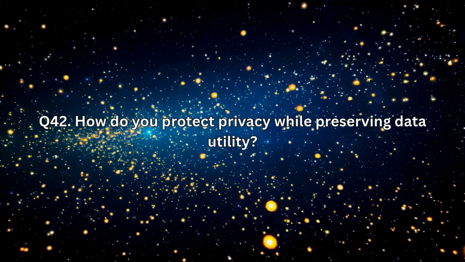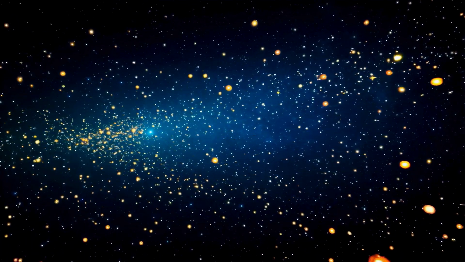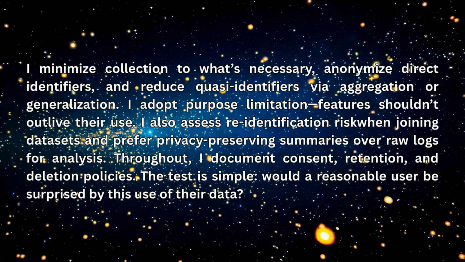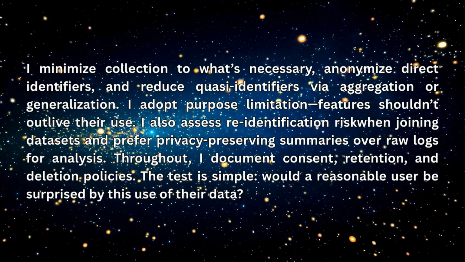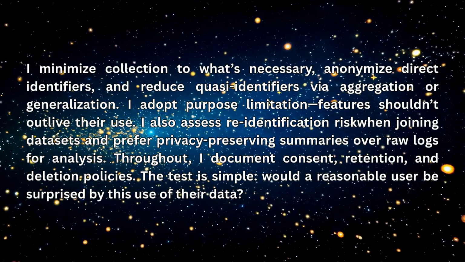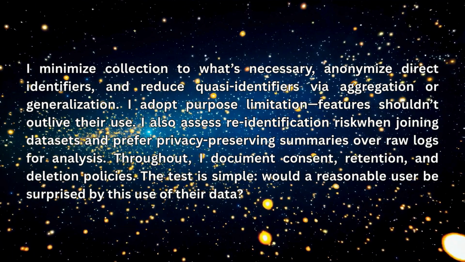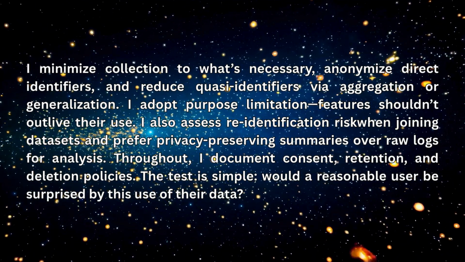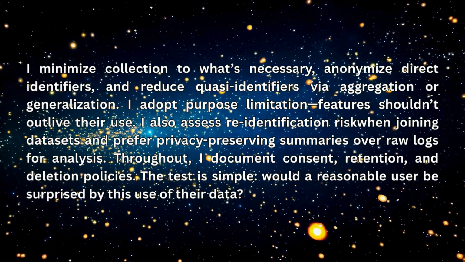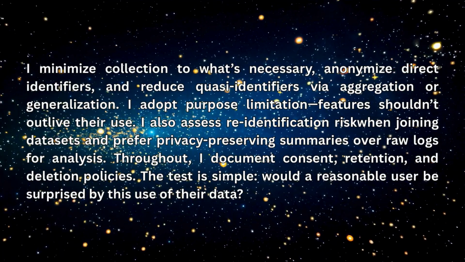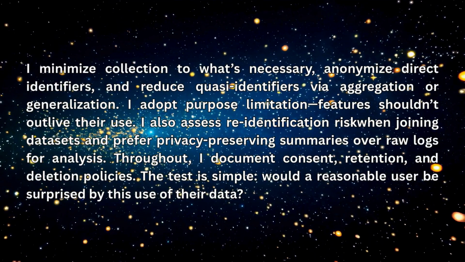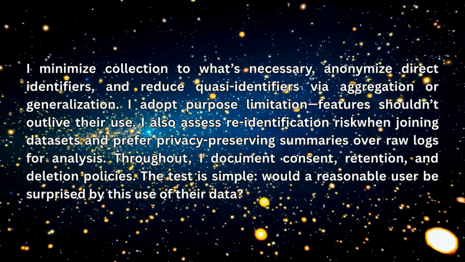How do you protect privacy while preserving data utility? I minimize collection to what's necessary, anonymize direct identifiers, and reduce quasi-identifiers via aggregation or generalization. I adopt purpose limitation. Features shouldn't outlive their use. I also assess re-identification risk when joining datasets and prefer privacy-preserving summaries over raw logs for analysis. Throughout, I document consent, retention, and deletion policies. The test is simple. Would a reasonable user be surprised by this use of their data?